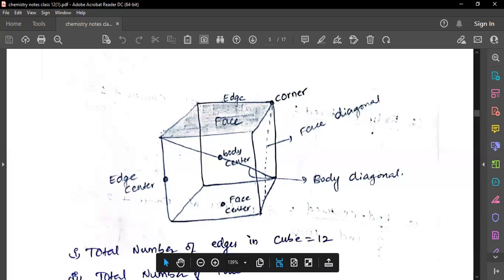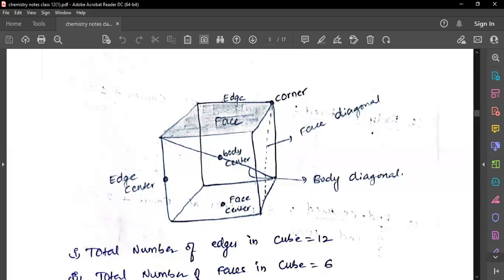If the line joins one corner of a face to the corner of a different face, that is called a body diagonal. Now tell me which one will have more length, the face diagonal or the body diagonal? Body diagonal. Can you tell me the value? If you take a cube with edge length a, what is the length of the face diagonal?